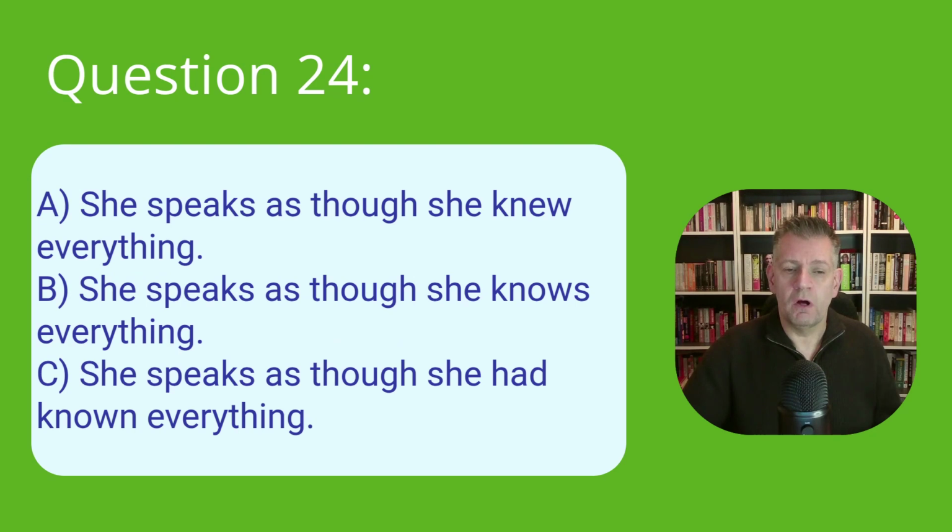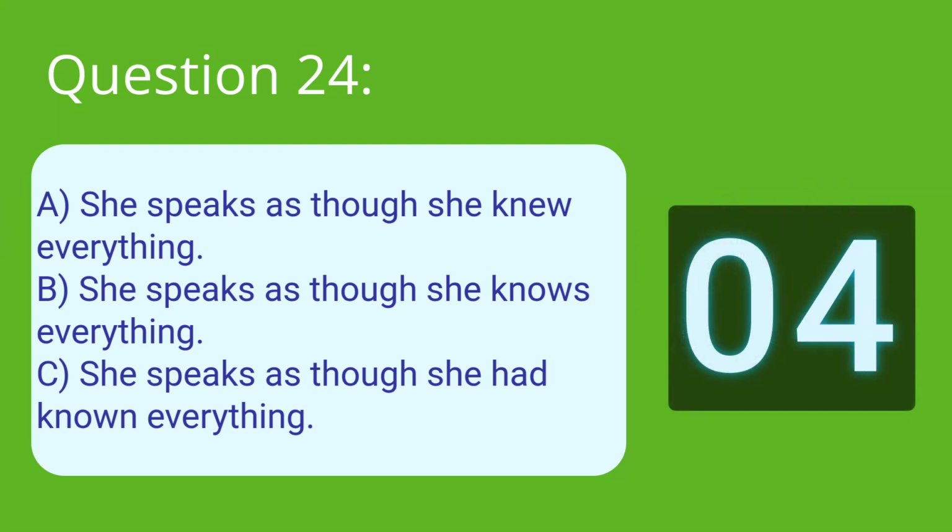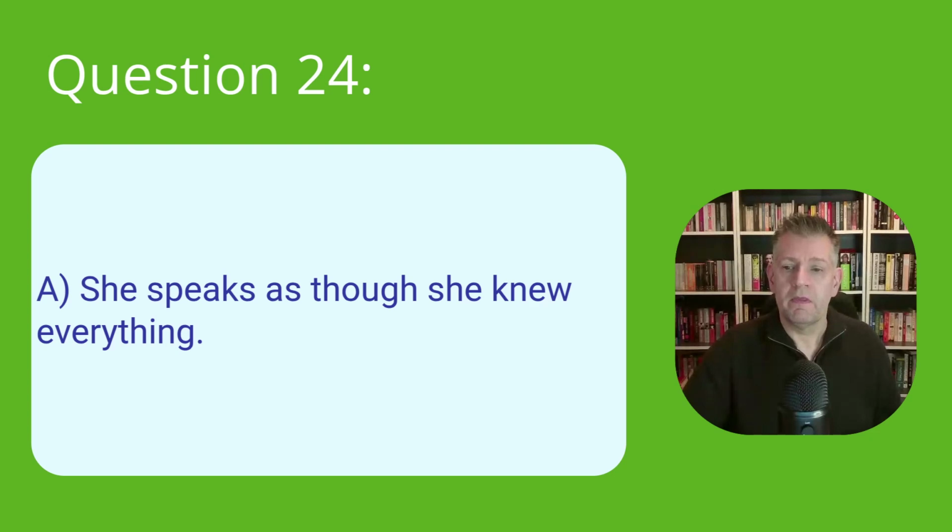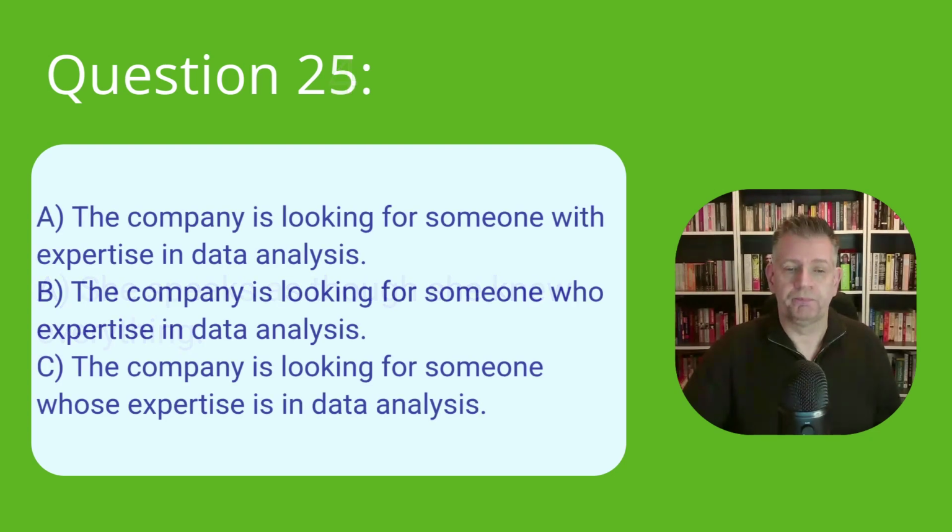Question 24. A. She speaks as though she knew everything. B. She speaks as though she knows everything. Or C. She speaks as though she had known everything. The answer is A. She speaks as though she knew everything.